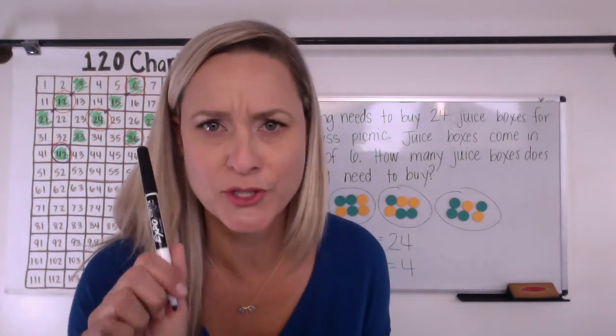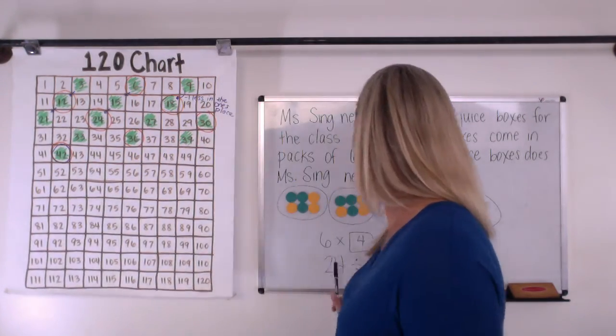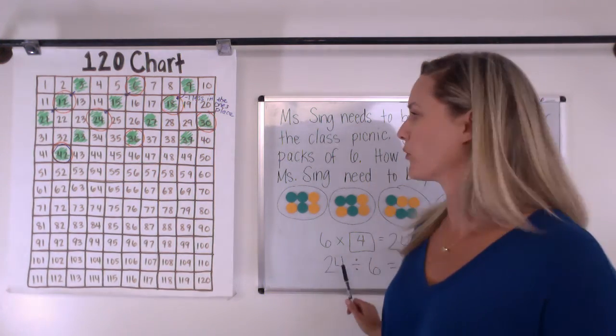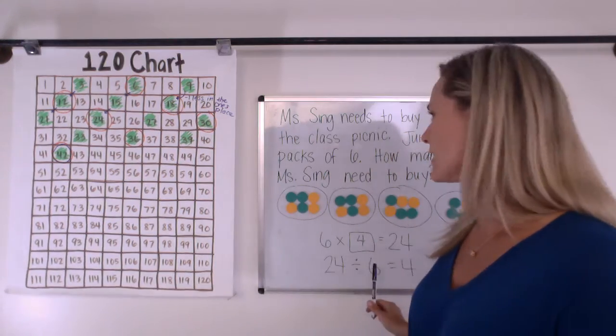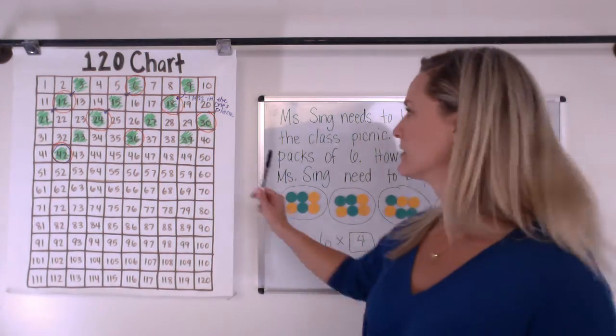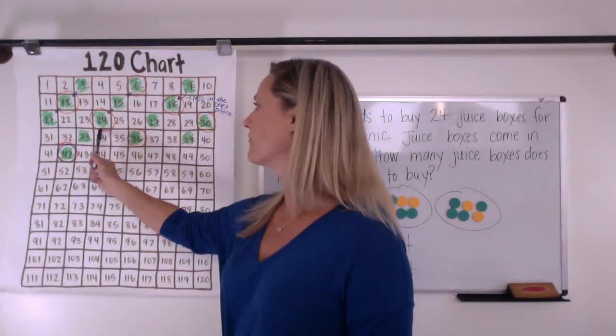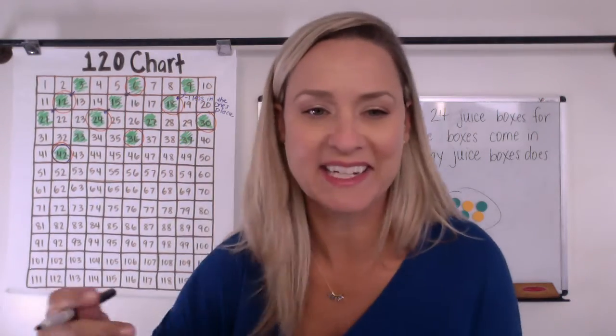But also, you could use this count here, right? So you could go, all right, where's the 24 in the count? So here's the 24. And how many times did we have to count by 6? 1, 2, 3, 4. So we can use that and connect it to our division.